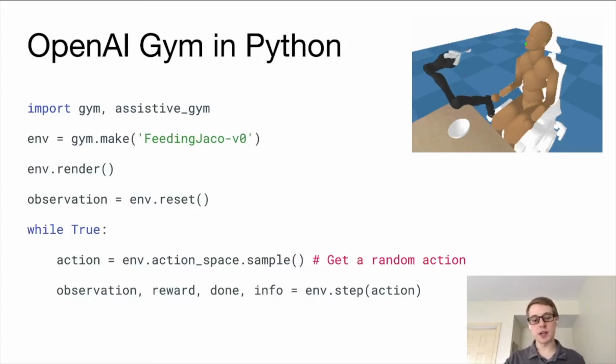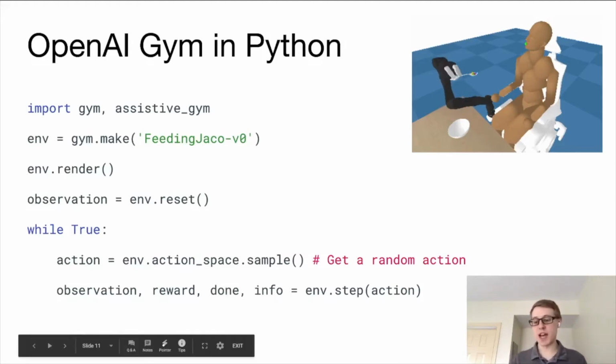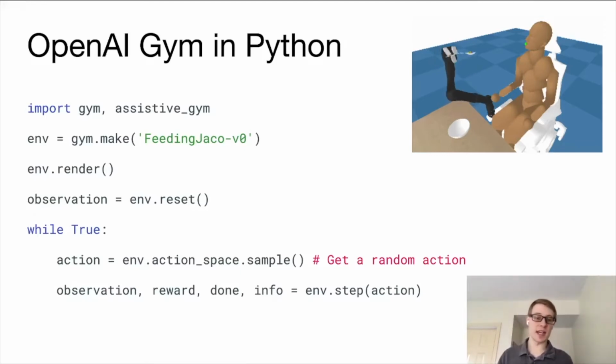The other important thing is you'll get a reward number. This is a number specifying how well the robot is doing. In the example of feeding assistance, if the robot gets food into a person's mouth, it'll get a high reward for doing so. And if it drops the food on a person's body, that's a very bad reward, or a very negative reward, indicating that it has done something bad.